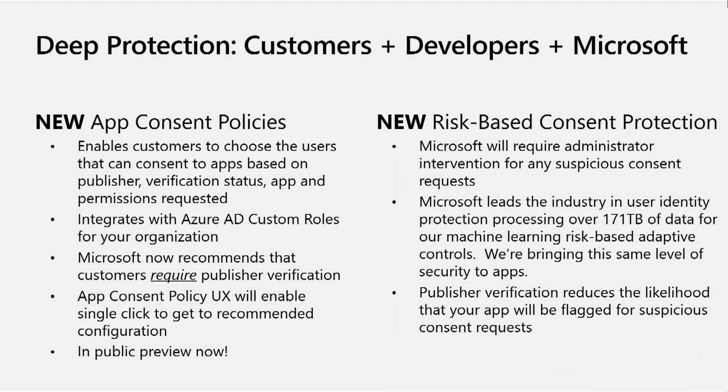This protection takes the amazing things that Microsoft is doing with user identity protection and brings them to apps. So we're processing over 171 terabytes of data, running machine learning and artificial intelligence algorithms on top of that data to protect our user identities. And we're beginning to do the same thing for our app identities. And this is all so that our customers feel like this is a safe place to acquire apps.